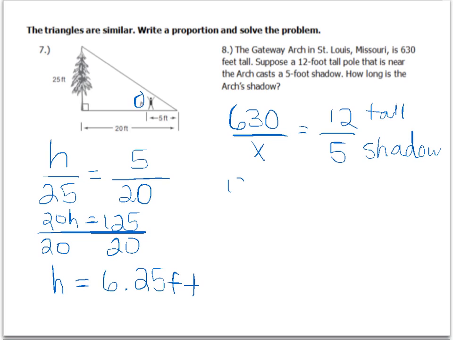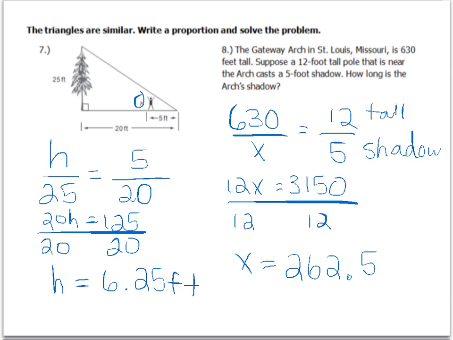So we have 12x equals 3,150. We're going to divide both sides by 12 to get x equals 262.5 feet.